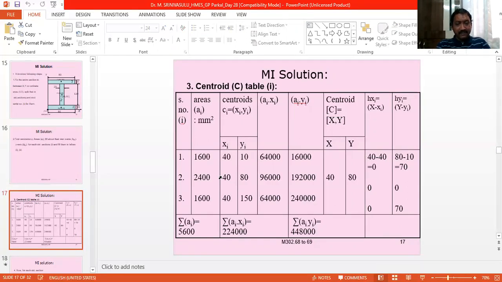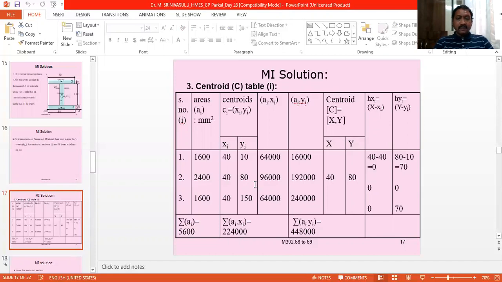So we should importantly note that whenever a given section is symmetrical about the y-axis, the centroid of that section is lying on the y-axis. So here the x distance is common. Here x1, x2, x3 are common. So we can directly write down the x coordinate. But anyhow, we are finding it to know that. So here x1, x2, x3, all three are the same, that is 40 millimeters. And ultimately we get the x coordinate also as 40.